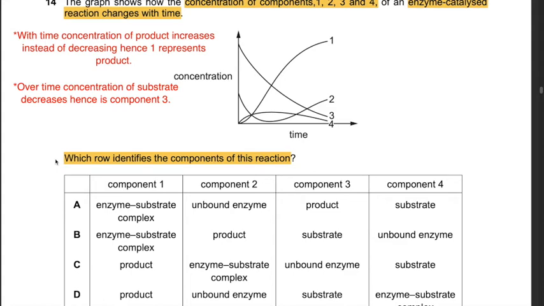And over time, the concentration of substrate decreases, as when an enzyme catalyzed reaction takes place, the substrate decreases and product increases. Therefore, only component 3 shows an overall decrease with time. Hence, component 3 should be substrate. That leaves us with the answer being D.